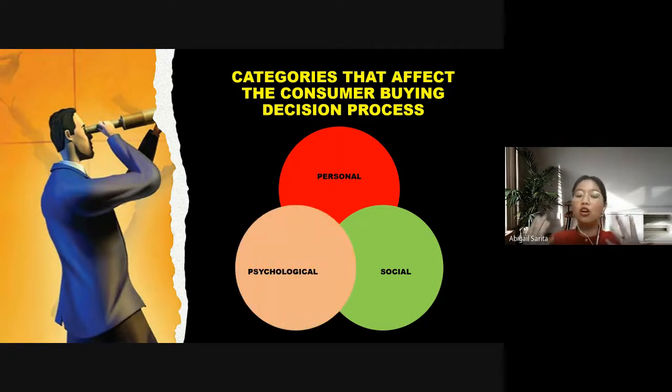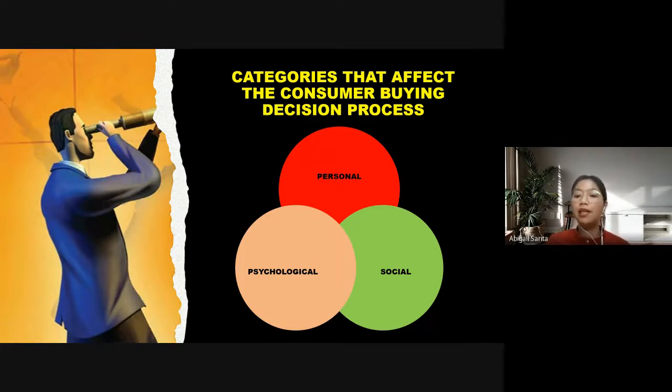Lastly is psychological. When we say psychological, because it's about your mind or it's about your mental capacity. So are you in good condition to think or are you not in good condition to think of an alternative or a decision that you will buy a certain products and services. So these are the three categories of the consumer buying decision process.